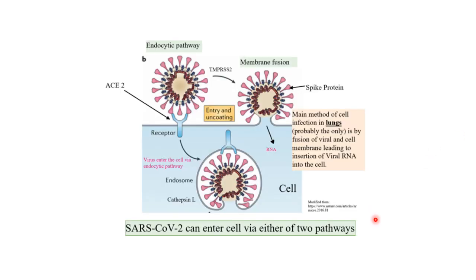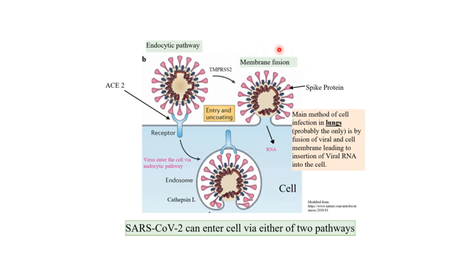This is a diagram showing the pathways the virus can utilize to enter a cell. This is the endocytic pathway, and that is virus is taken in by endocytosis, endosome is formed, and from there the viral RNA is released into the cell by the help of enzyme cathepsin L. Cathepsin L is provided by the cell.